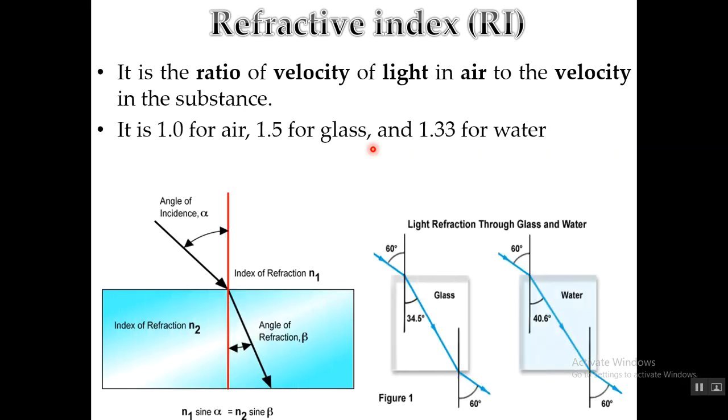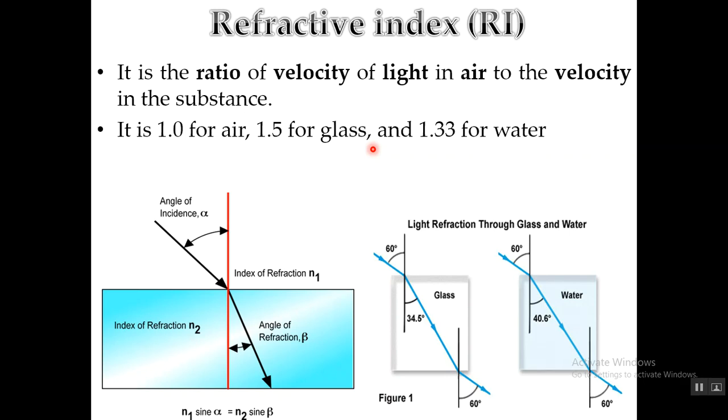Number two, again, two factors affect the refraction of the light when it passes from one medium to another. The first one is the incidence angle. If it is right, no refraction. If acute, there is a refraction. Number two, the refractive index of the medium. The refractive index of the medium for air is 1, for glass is 1.5, for water is 1.3.